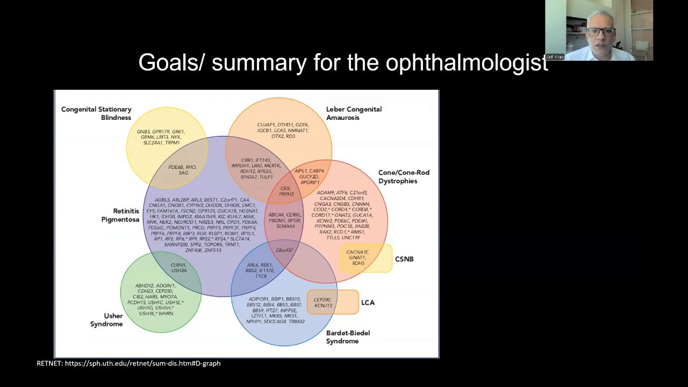This is our goal, molecular diagnosis for every patient. Why? It allows genetic counseling. It identifies if there's a risk for systemic disease. It identifies if the patient is eligible for gene therapy trials, and it also identifies if a patient is eligible for gene therapy. Sometimes it also uncovers that we're actually not dealing with an inherited retinal disease and it's actually something else.